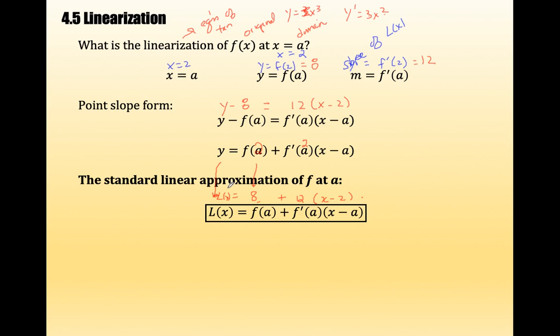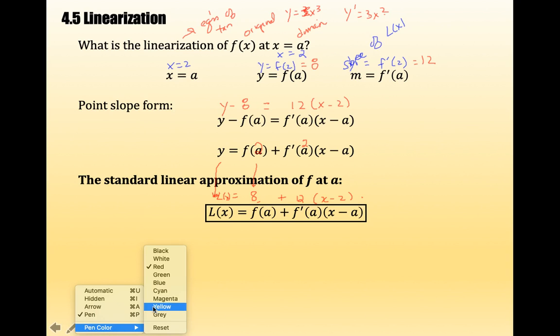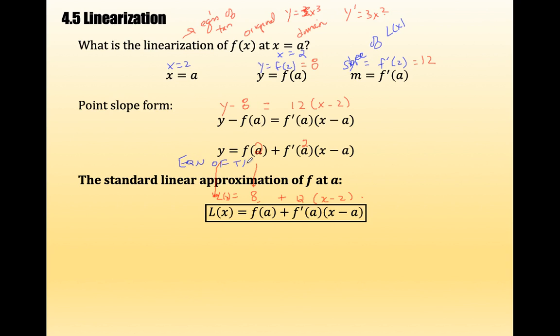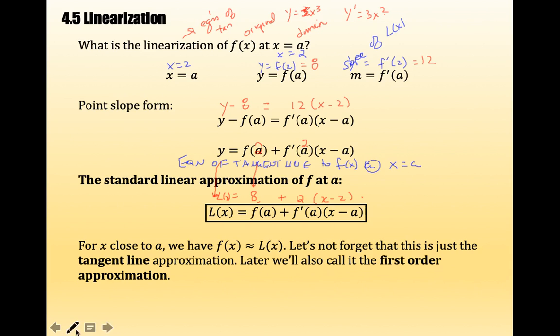The standard linear approximation, which is just the equation of the tangent line, to a function f at a domain value. That's all that is. Point slope form of a line. As long as you stay close, as long as you choose x's close to the x coordinate of tangency, then the original range is really, really close to the range of the tangent. This is just using your tangent line to approximate an original function.